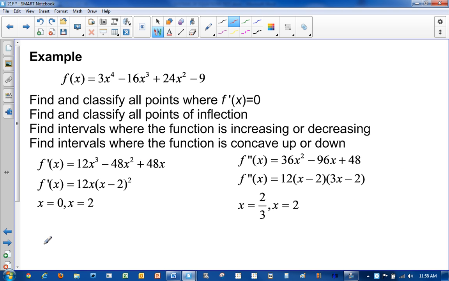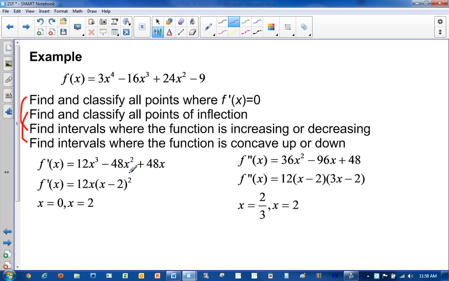So let's do an example. We have f of x equals 3x to the fourth minus 16x cubed plus 24x squared minus 9. We're going to find and classify all the points where f prime equals 0. Then we're going to find and classify all of the points of inflection. And then we're going to figure out where it's increasing and decreasing, and we're going to figure out where it's concave up and concave down. Two separate questions. And these two parts go together, and these two parts go together. So let's find where f prime of x equals 0. There's the first derivative.